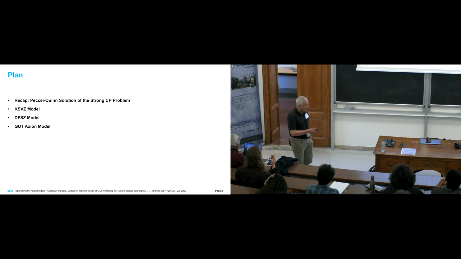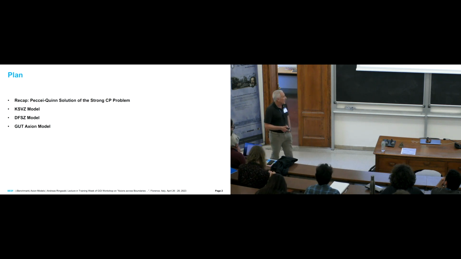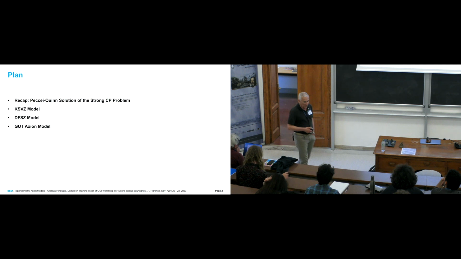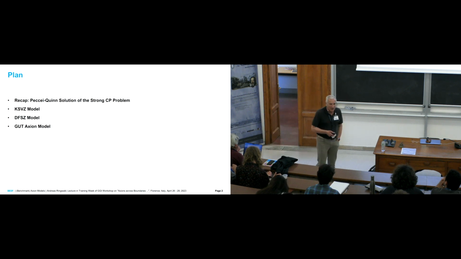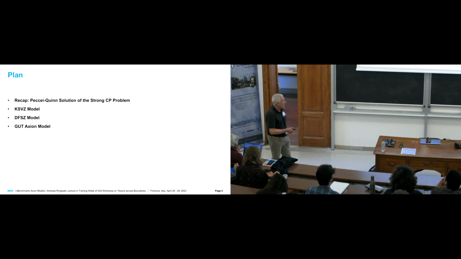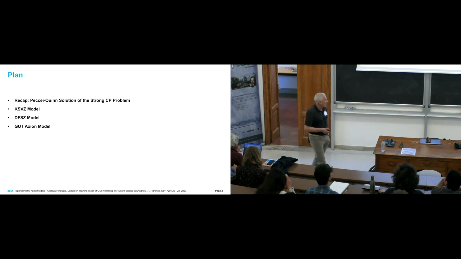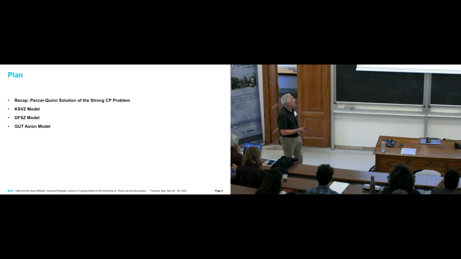One of them is the so-called KSVZ model, or types of KSVZ models, where KSVZ stands for Kim, Shifman, Vainshtein, Zakharov. And then DFSZ models, for Dine, Fischler, Srednicki, Zhitnitsky. And then I will also talk shortly about grand unified theory axion models.